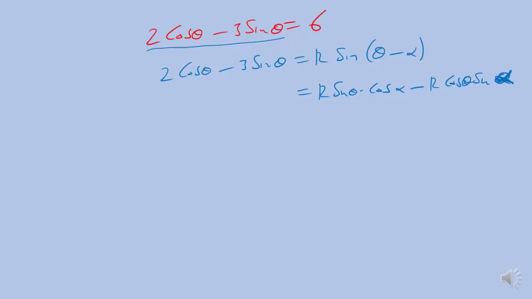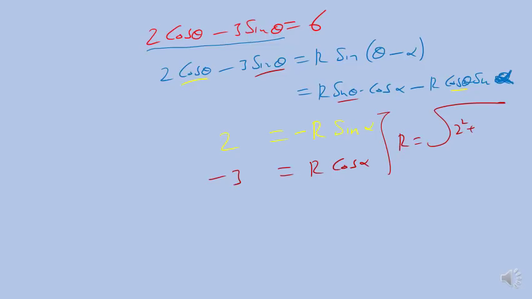Now we're going to look at the coefficients. Coefficient of cos theta is there, coefficient of cos theta there. So 2 must equal, watch, minus r sine alpha. And then if I look at sine theta, the coefficient is minus 3, and that equals r cos alpha. And see, straight away, whatever you do, square both sides, you're always going to get r equals the square root of 2 squared plus minus 3 squared, the coefficients.